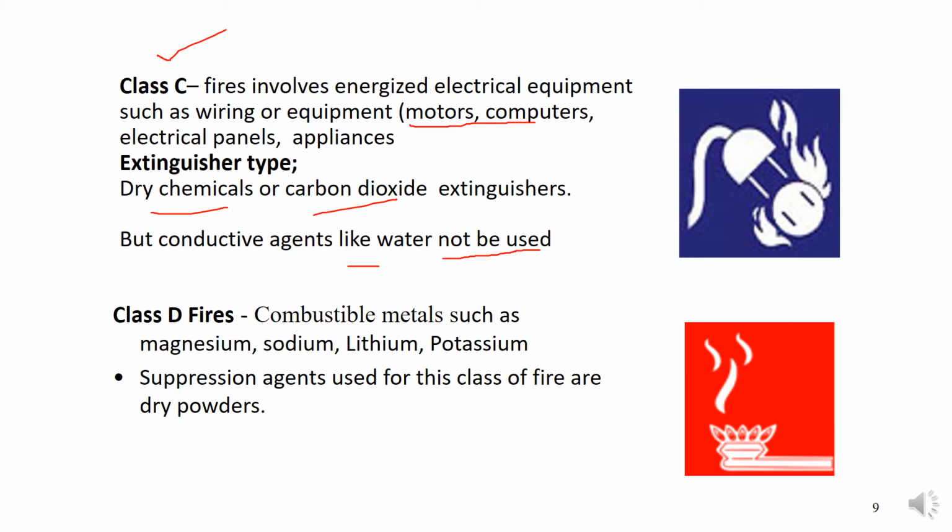Then class D fire involves combustible metals such as magnesium, sodium, lithium, potassium. These combustible sources fall under class D fire, and the agent we use for this kind of fire is dry powder. Depending on the combustible, we will use the suppressors accordingly.